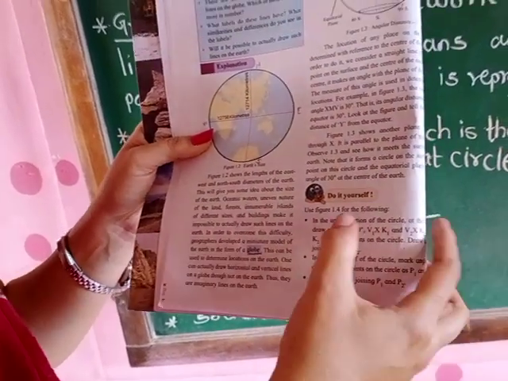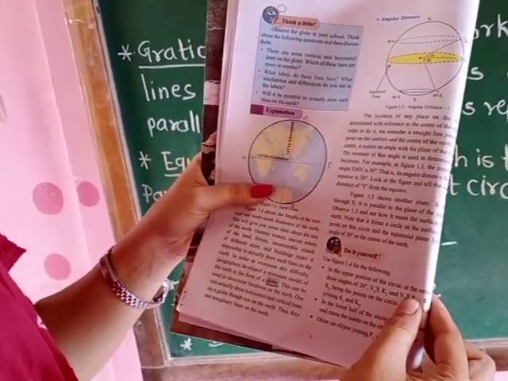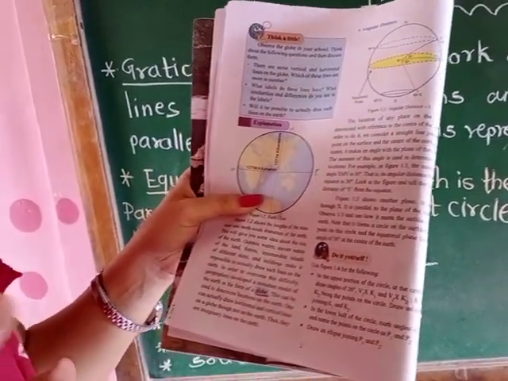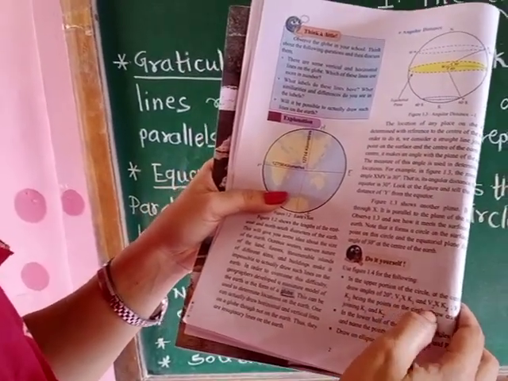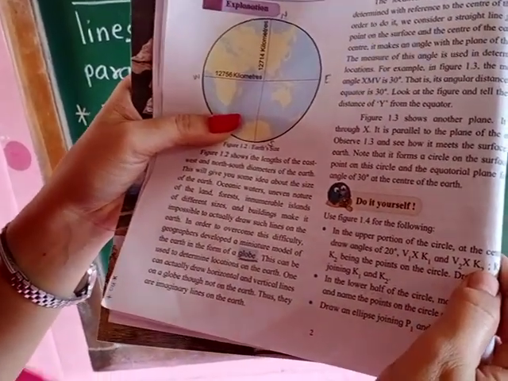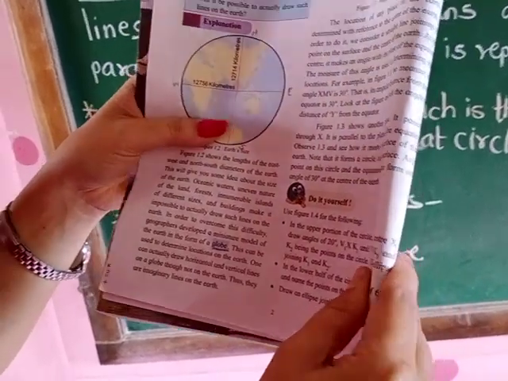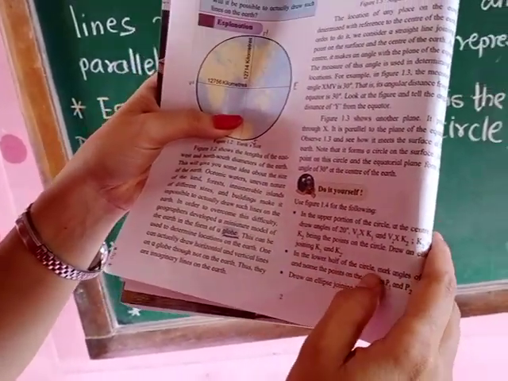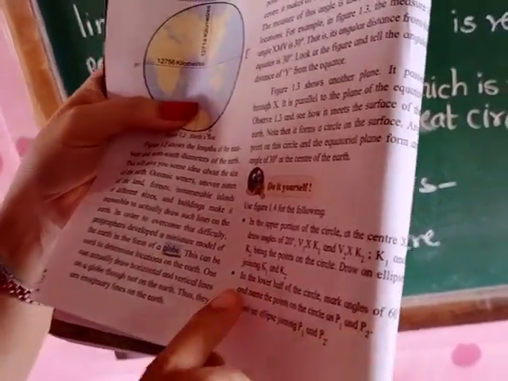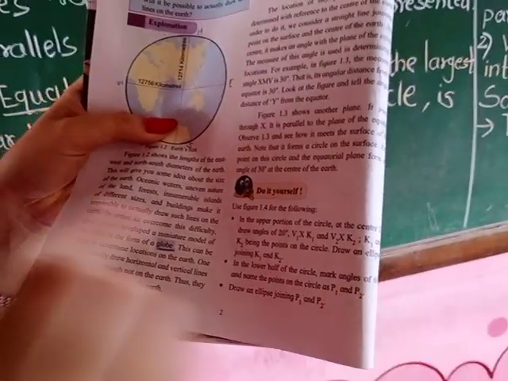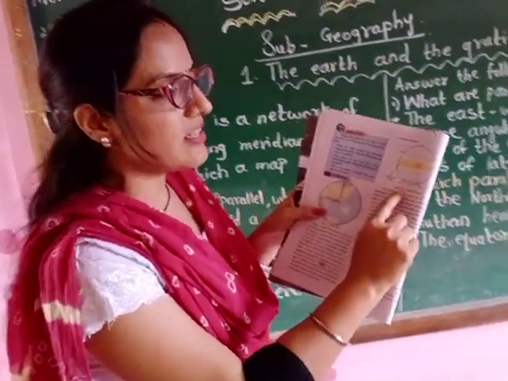What you have to do is draw some points in figure 1.4. With the help of the protractor, properly draw 20 degrees for V1XK1 and V2XK2. In the lower half, you have to mark the angles of 60 degrees and name those points P1 and P2. You are going to draw 1.4 in the same way as 1.3.